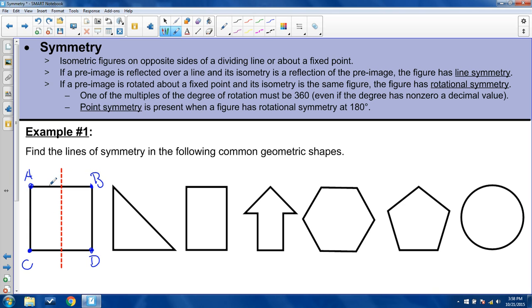And all these other points map onto other points, not just the vertices. Maybe there's a point right here, E, and then there's a corresponding point here, F. Maybe there's a point that's not even on the square. Maybe it's right there, G, and there's a corresponding point that's H. No matter the case, this line here ends up creating symmetry on both sides based on the square itself. So that's one line of symmetry that this square has to offer.